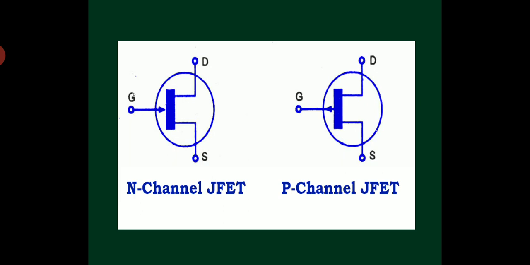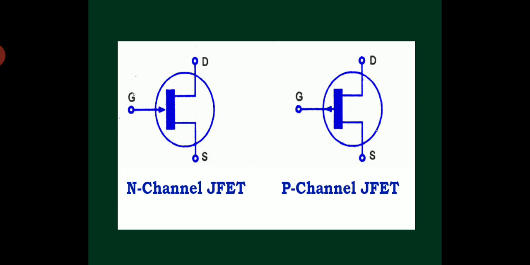Likewise, in bipolar junction transistors, NPN and PNP, we have N channel and P channel field effect transistors here. BJT is a bipolar device, that means total current depends on both majority and minority charge carriers, but FET is a unipolar device. So output current depends only on the flow of majority charge carriers.